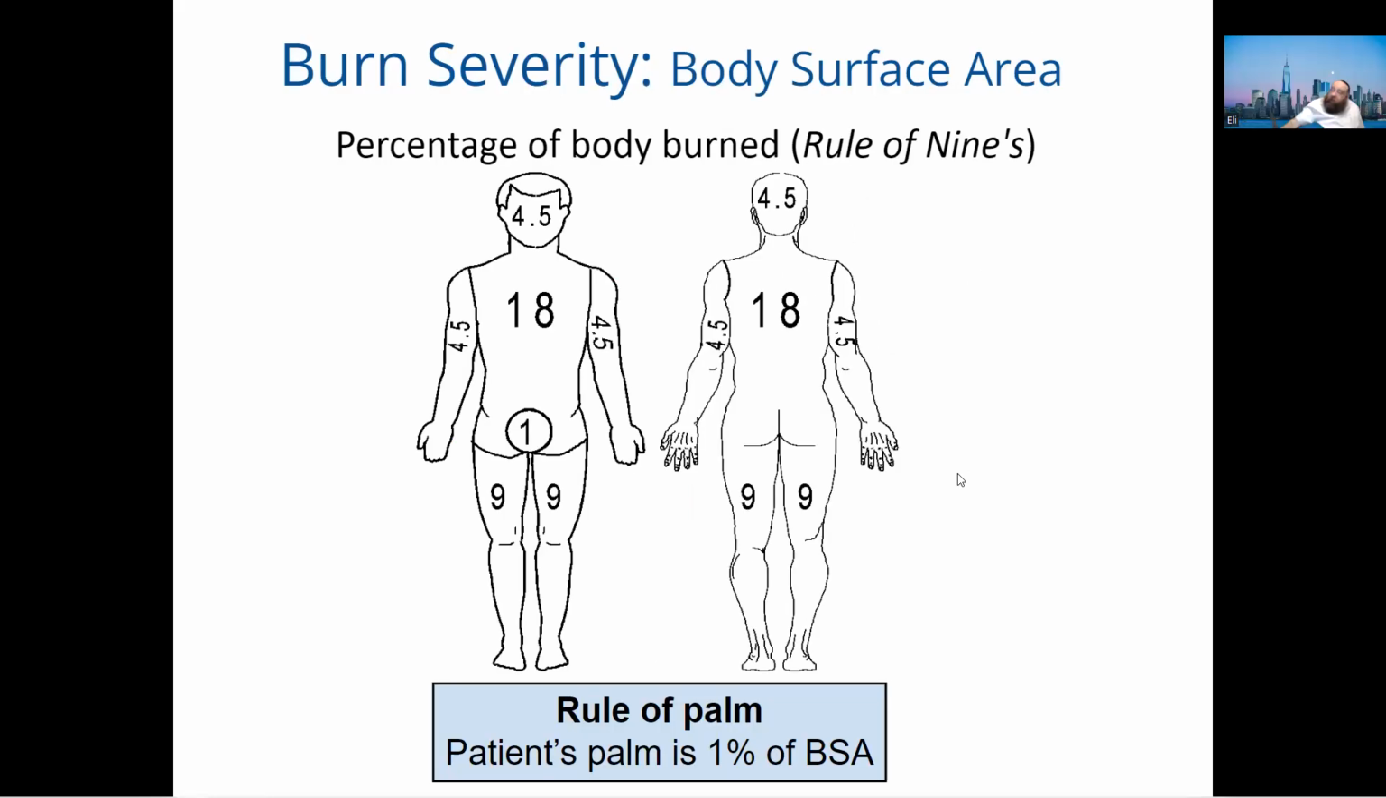I don't use this, but it's just showing you, for example, that the 9% is 4.5 front, 4.5 back, right? I told you it's the entire head. This is an anterior and a posterior. So I don't really use it. It gets too complex.